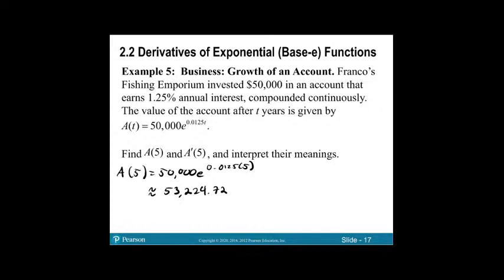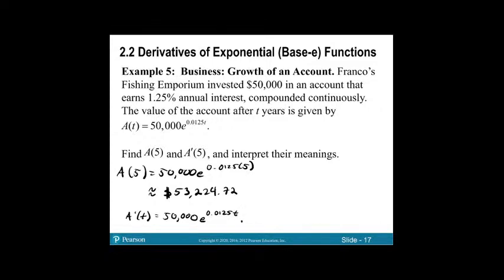A prime. Okay, so for A prime, first we need to take the derivative. Okay. So then A prime of t, that's going to be 50,000. So the derivative of e is itself. So that's going to be e to the power of 0.0125t. And then we're going to say times the derivative of the exponent, which is just 0.0125.